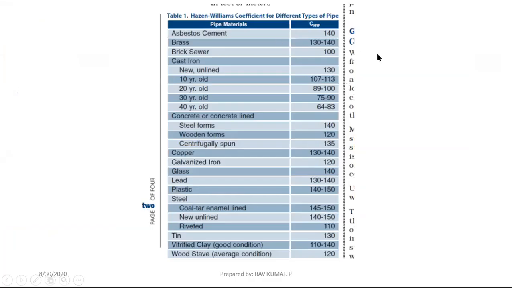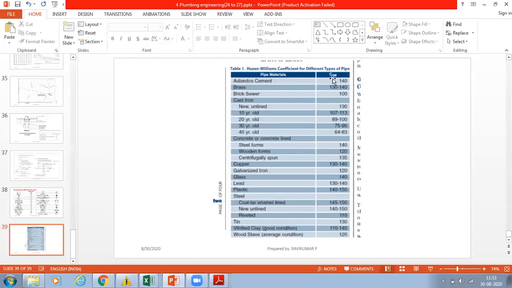This is the Williams coefficient of surface roughness. For the asbestos cement pipe 140, brass 132, brick and so on. For every surface material, they have given that coefficient. From this table you have to pick based on what material and what type of pipe you are using. Suppose you are using plastic pipe, you have to use 140 to 150. 140 is for older pipe material, and for newly purchased pipe you have to put 150. So that is the concept.